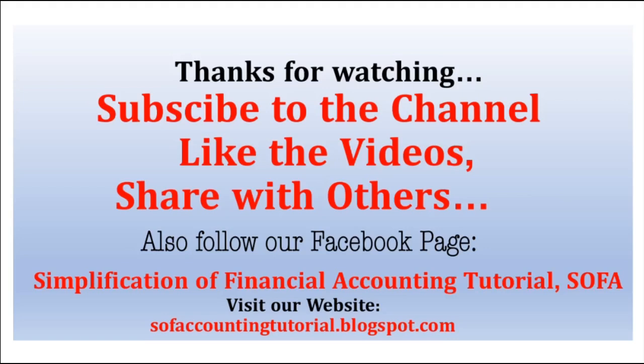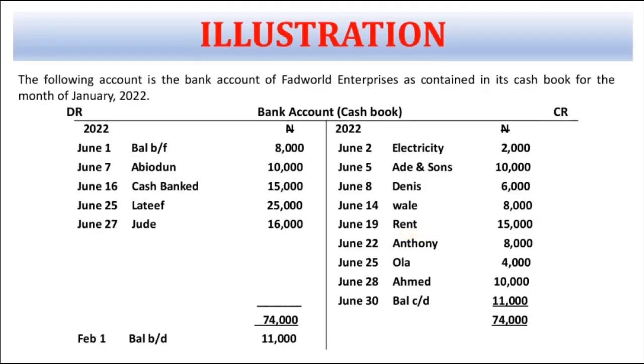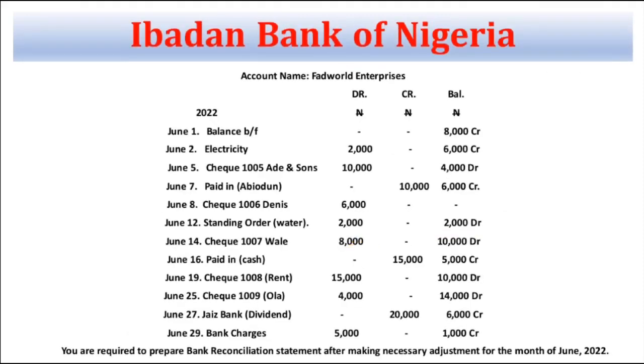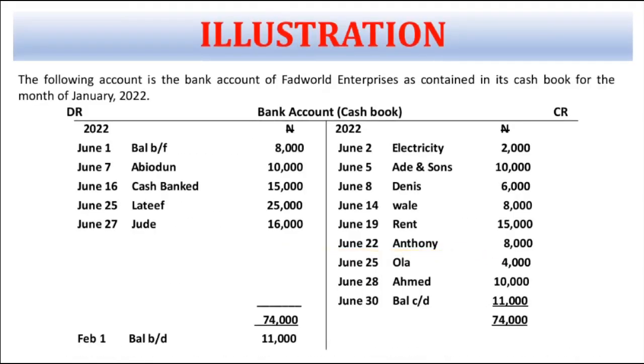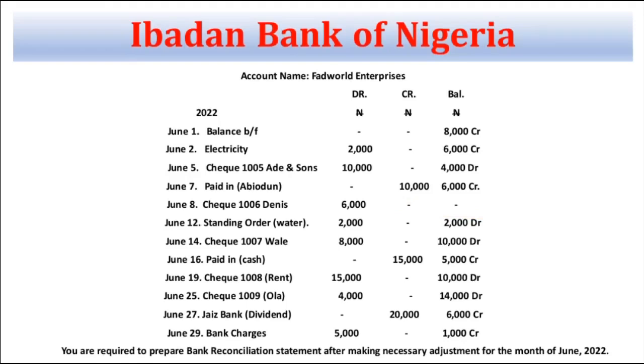So in my next video, I will be treating the illustration I cited under this video proper. I will be showing you how to prepare the adjusted cash book and the bank reconciliation statement. Just like I said, this is the cash book of Hardware Enterprises. This is the bank statement of Hardware Enterprises. The cash book showed a balance of 11,000 naira, while the bank statement showed a balance of 1,000 naira. So I'm going to prepare the adjusted cash book for this account, and I'm going to prepare the bank reconciliation statement for the account.